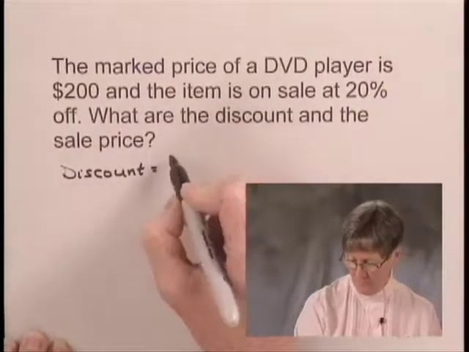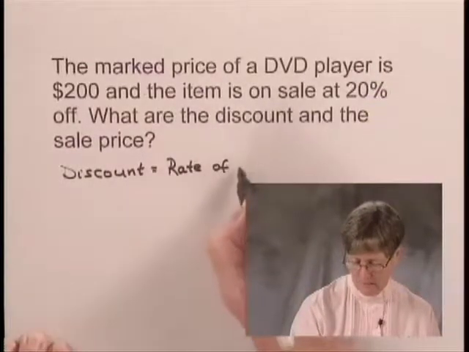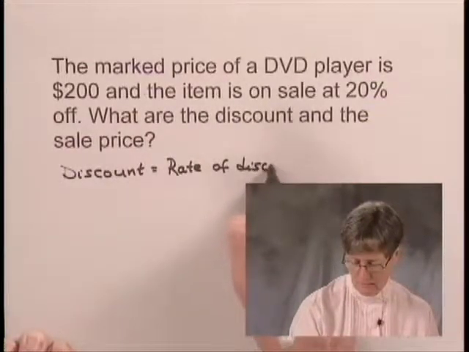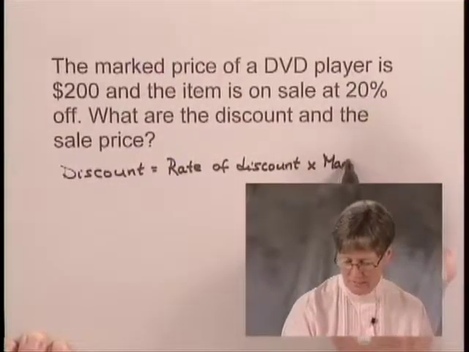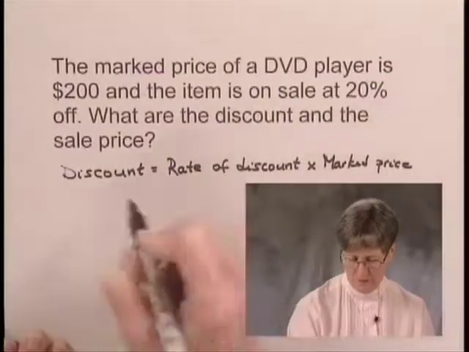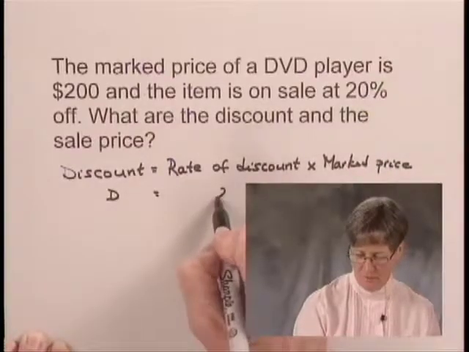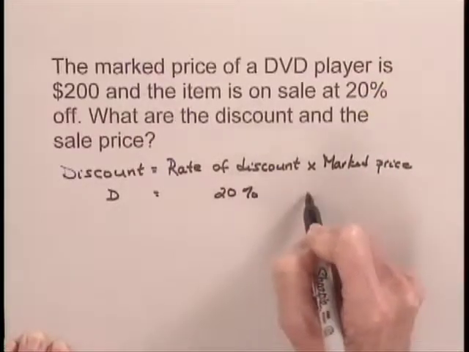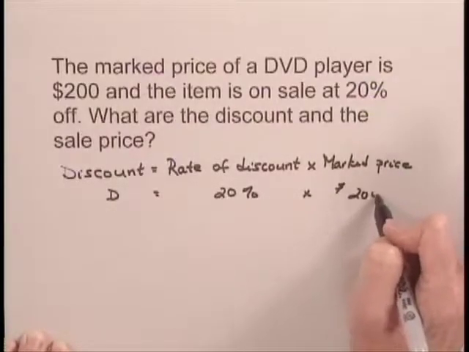And that's going to be equal to the rate of discount times the marked price. And we'll call the discount D. We're told that the rate of discount is 20% and the marked price is $200.